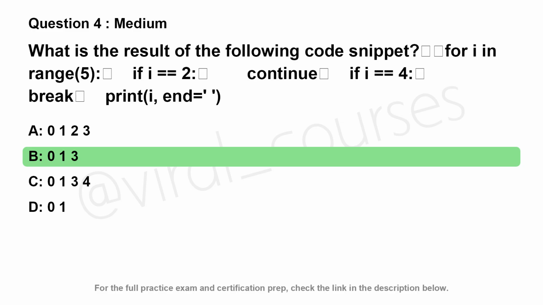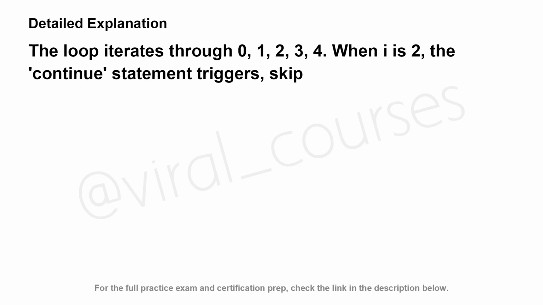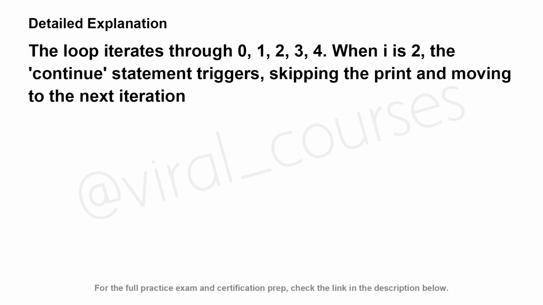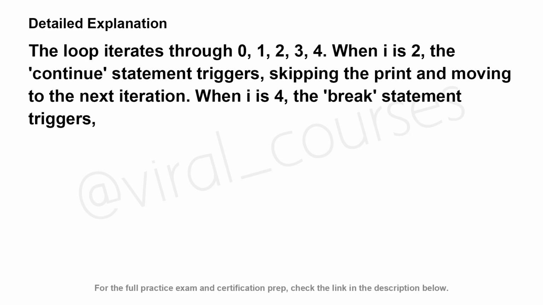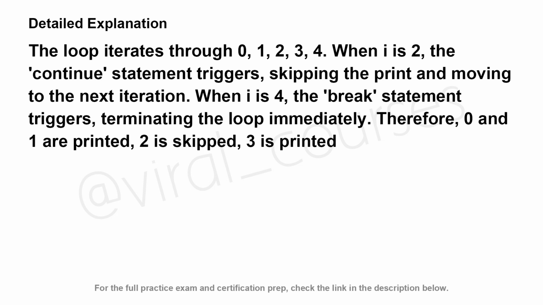The correct answer is B. The loop iterates through 0, 1, 2, 3, 4. When i is 2, the continue statement triggers, skipping the print and moving to the next iteration. When i is 4, the break statement triggers, terminating the loop immediately. Therefore, 0 and 1 are printed, 2 is skipped, 3 is printed, and the loop stops before printing 4.